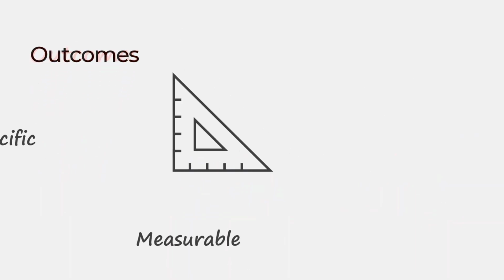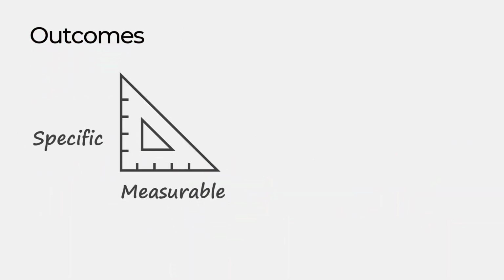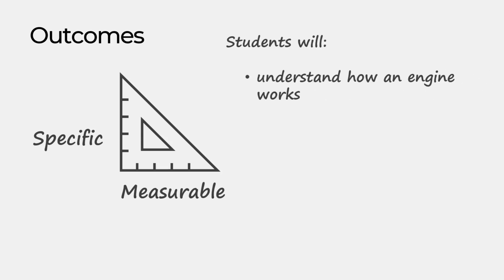So we're going to look at specific and measurable outcomes. All outcomes need to be measurable and they need to be specific. We don't want broad goals with no ways to measure them. I'm going to give some examples of things that I've seen as an instructional designer and throughout my career. A lot of times we'll say students will understand how an engine works, for example. Now, that's not measurable because you can't measure understanding.